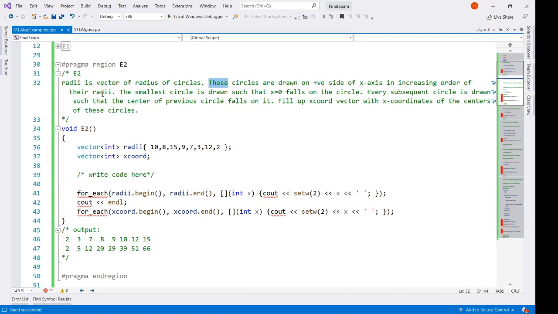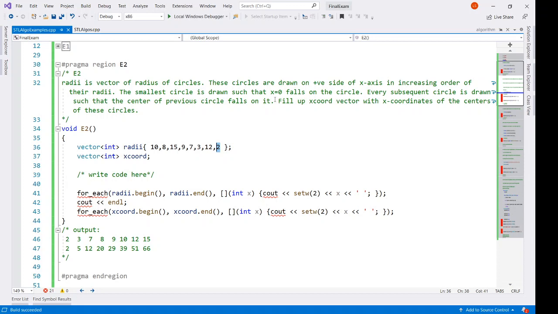So the radius of the circles should be smaller to higher as we draw them on the x-axis. The smallest circle is drawn such that x equals 0, that is the origin, falls on the circle. So if we take a data point from here, the smallest value is 2. So when we want to draw a circle with radius 2, that is the first circle we will draw, the x equals 0 should fall on the circle, right?